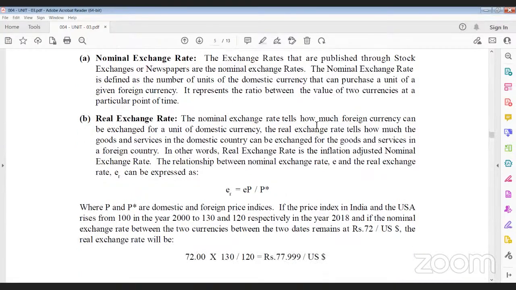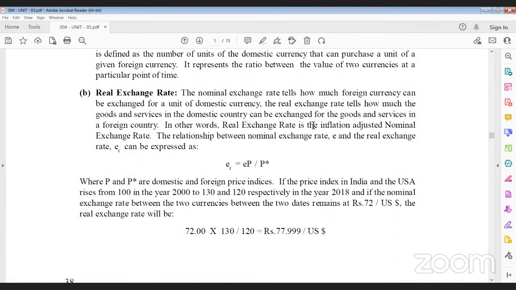Then we have real exchange rate. Now, what is real exchange rate? It is the inflation adjusted nominal exchange rate. So here a consideration of either increase or decrease in the rates is taken, and a rate is fixed, which is considered after inflation is taken into account. So real exchange rate is inflation adjusted nominal exchange rate.